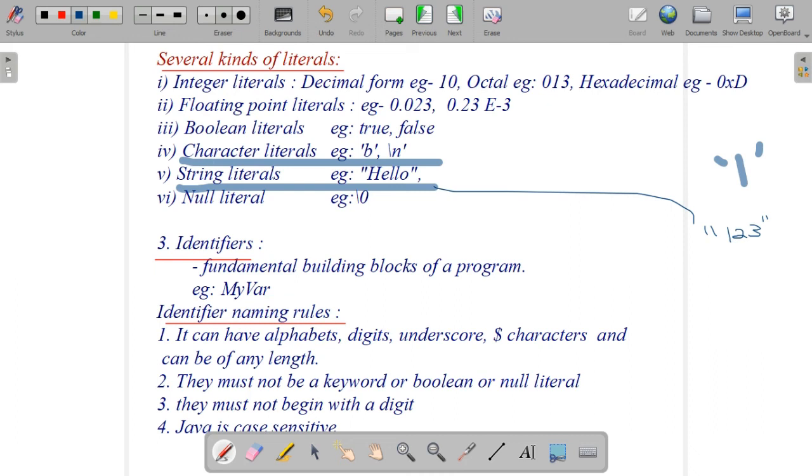The next token is identifier or identifiers. These are the fundamental building blocks of a program and are used as a general terminology for the names given to different parts of the program, such as variables, objects, classes, functions, arrays, etc. That means, consider you are writing a program to display the addition of two integer values. So how will you name the variables? Those variables are indicated as identifiers.